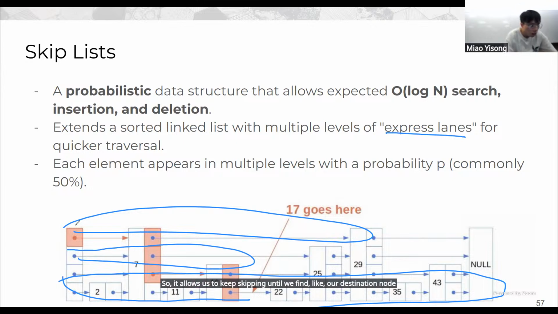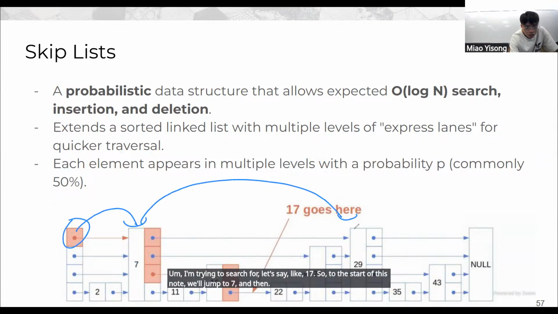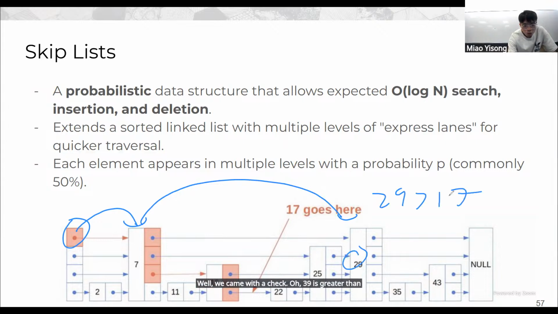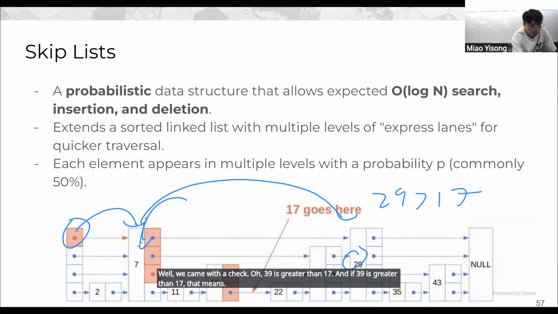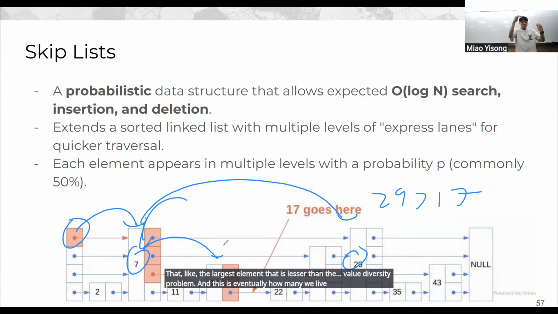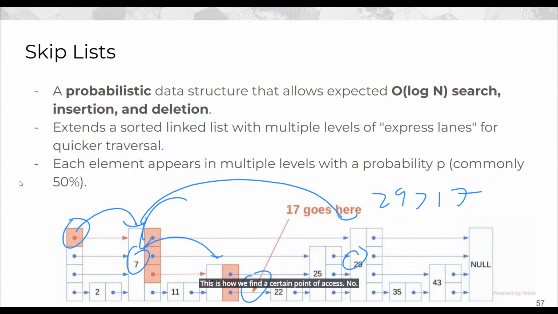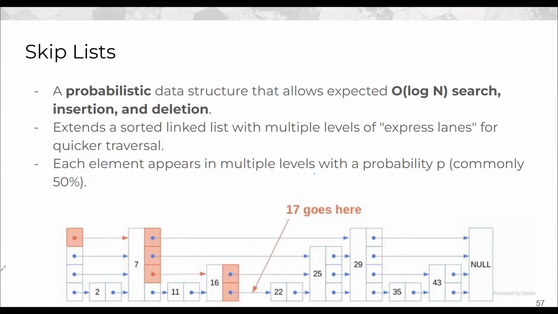So in this case, let's say we are trying to search for 17. We'll start from this node, jump to 7, and then over here we check, oh, 29 is greater than 17. If 29 is greater than 17, we go back and continue to traverse the second layer until we find the largest element that is less than the value we're searching for. This is how we repeat this process across multiple layers until we converge on this point. This is how we find the insertion point of 17. Yeah, so this is the idea.